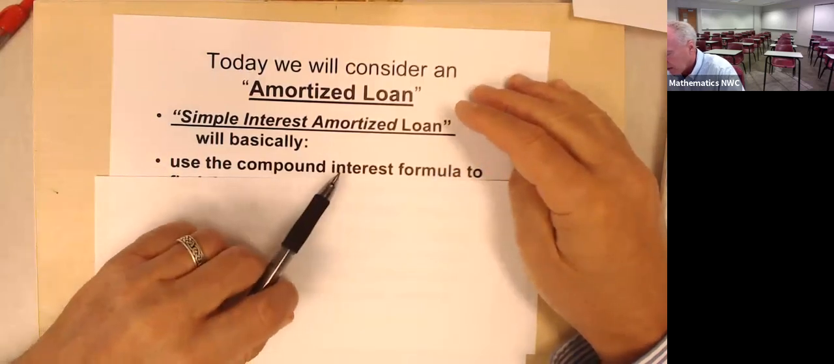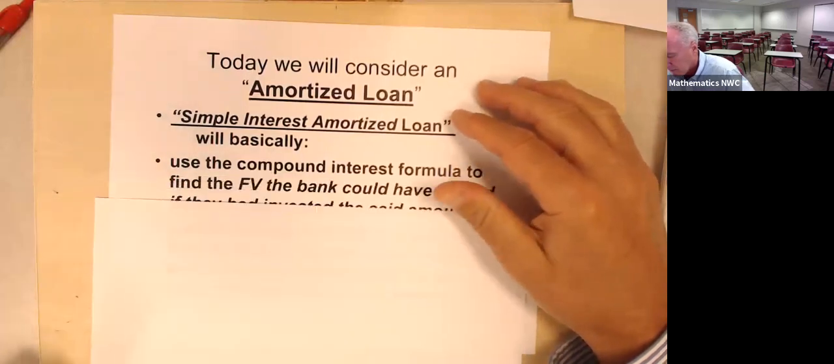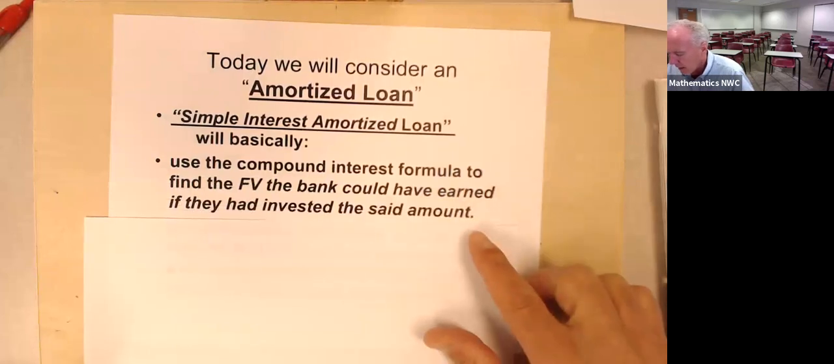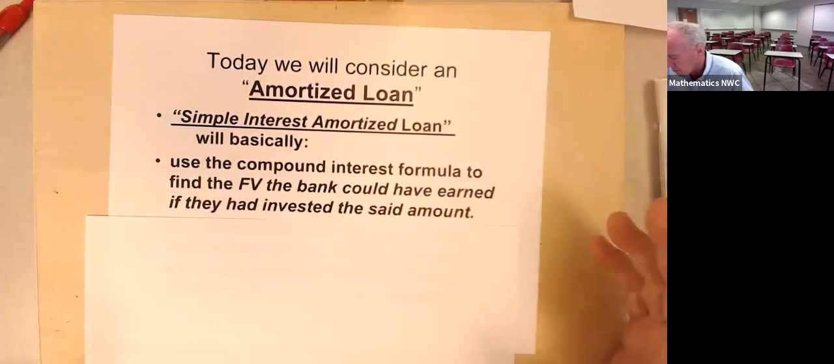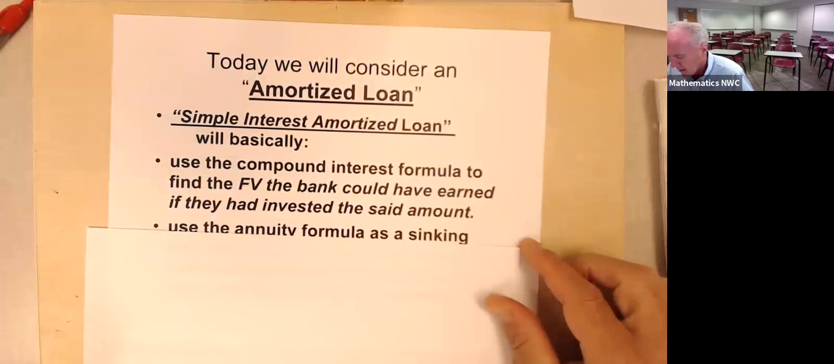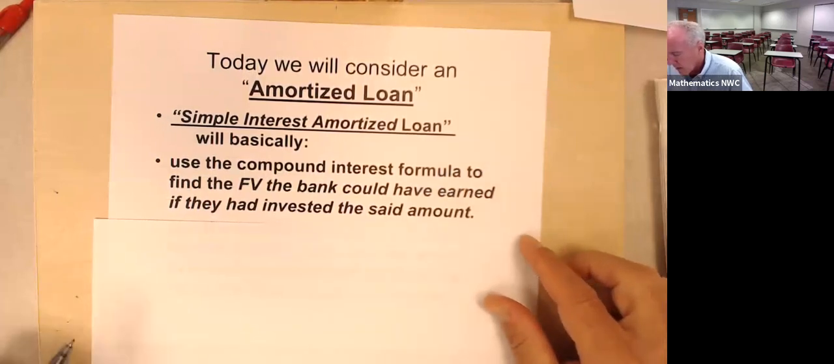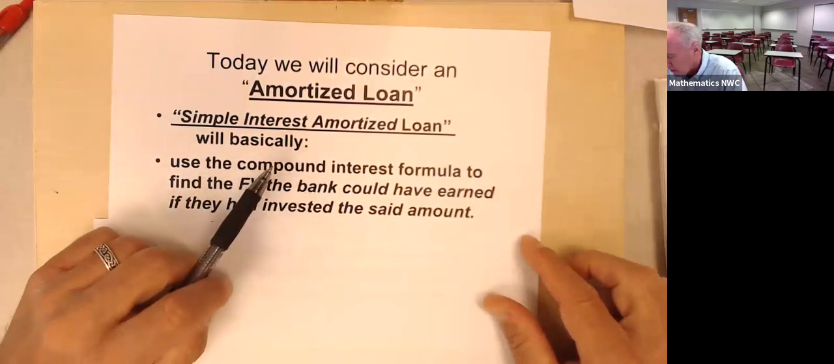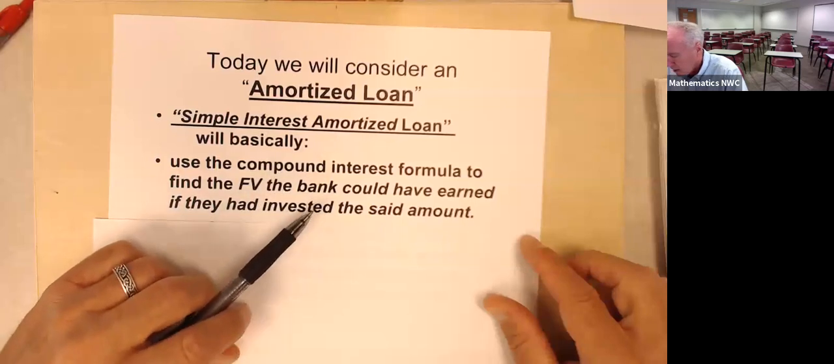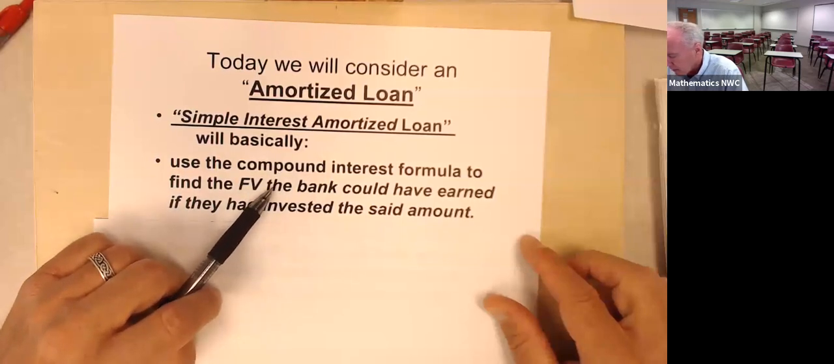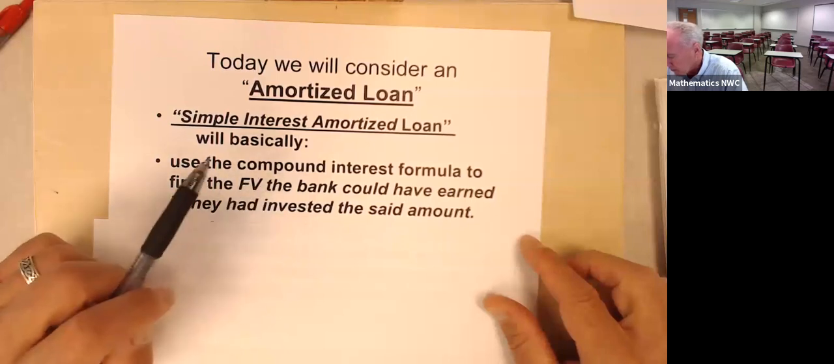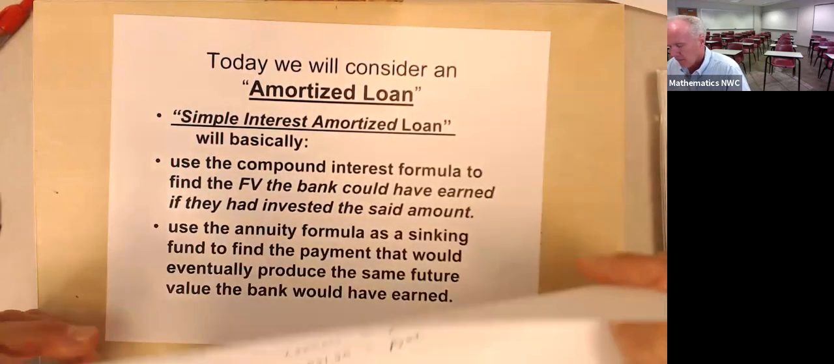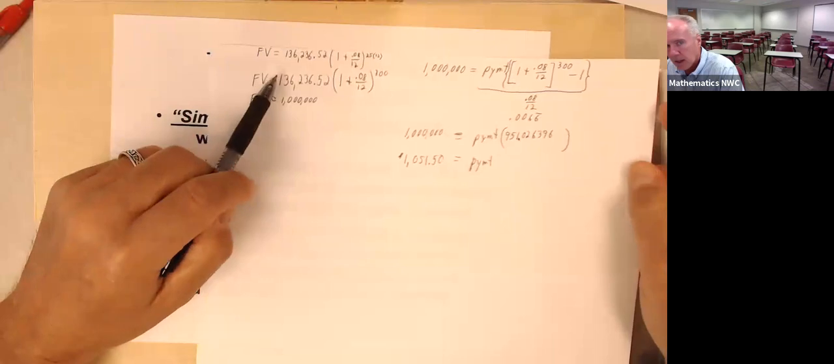That's the compound interest formula at work. That would find the future value the bank could have earned if they had invested the set amount. In this case, I just made up $150,000. Then that's the overall amount that you would have to pay the bank back. The 150 plus what it would have earned, which was the future value of a simple compound interest formula. That basically was this type of problem at work.